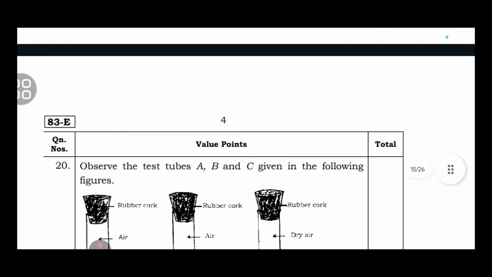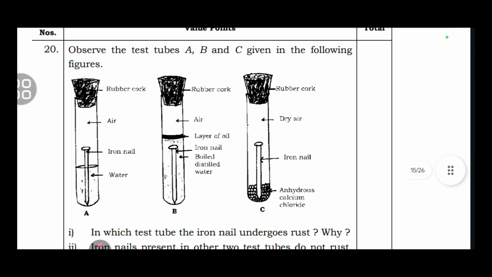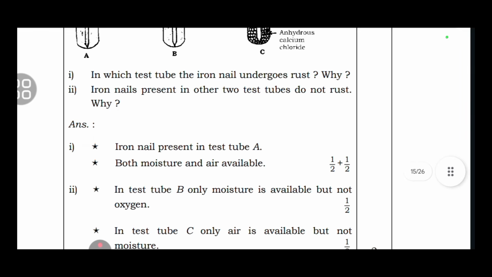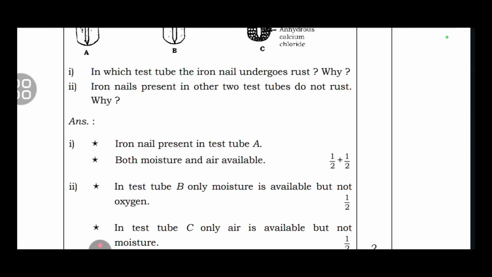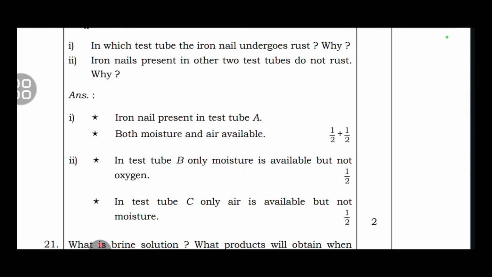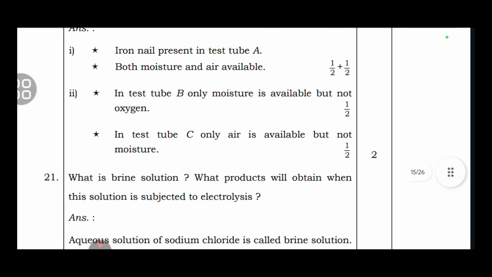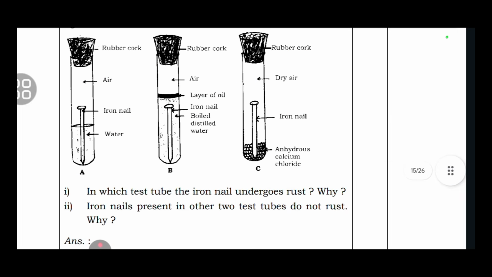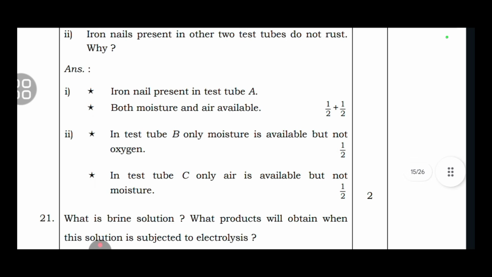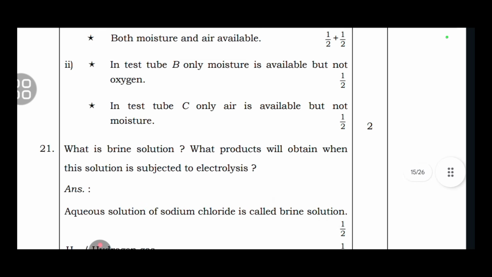So this is from the 20th question. Observe the test tubes A, B, C in the following figures. Here they ask in which test tube the iron nail undergoes rusting and why. They ask the reason the iron nails present in the other 2 test tubes do not rust. Why? That is, in which test tube it will rust, and why the other 2 do not rust. You should answer those questions. Answers are here below. So go on reading the answers.